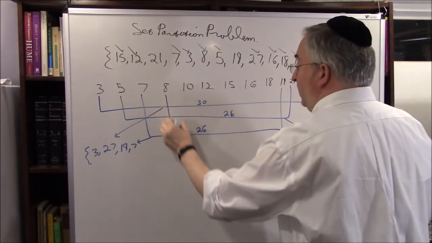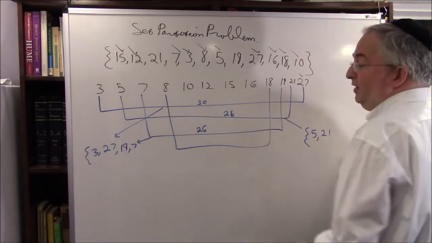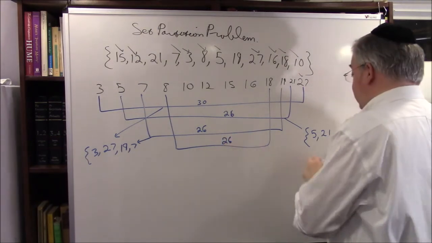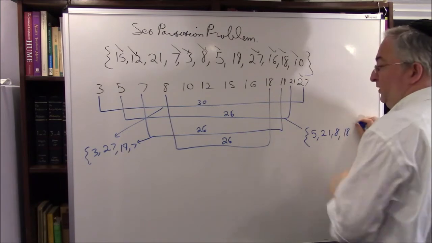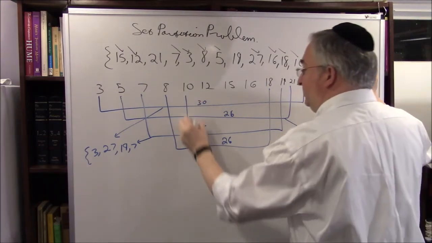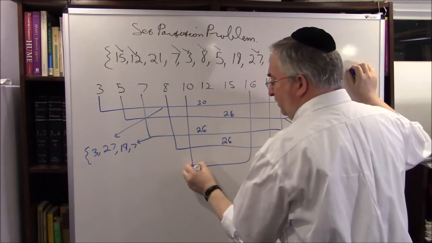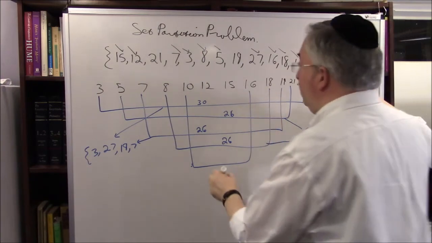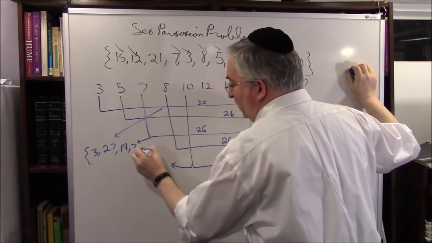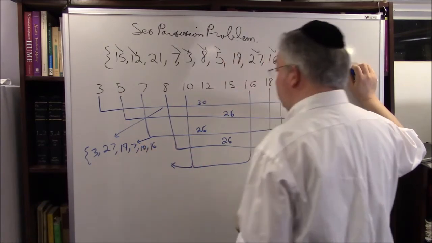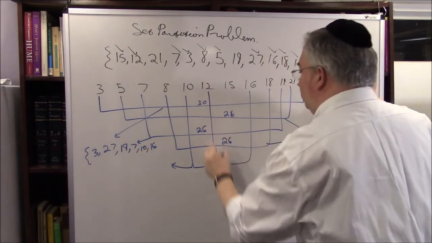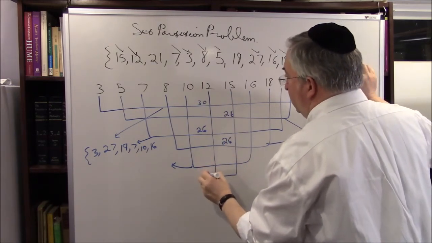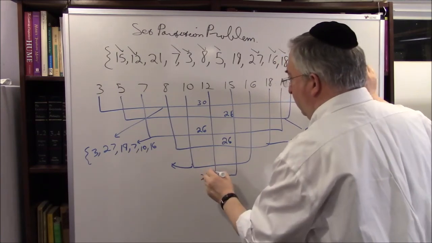Great. Then I'm going to take 8 and 18. 8 and 18 is what? 26. Isn't that interesting? 8 and 18 is 26. Good. Next. 10 and 16. Sorry, 8 and 18 goes there. Okay. 10 and 16 goes there. Great. Next. 12 and 15, that's going to be 27. That goes there.